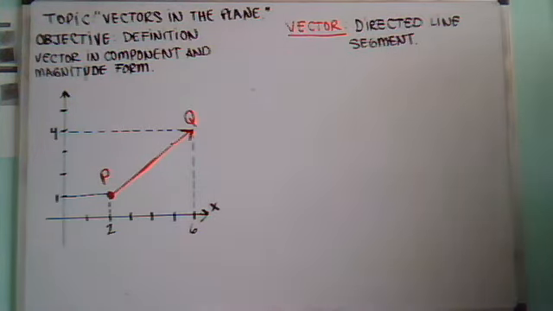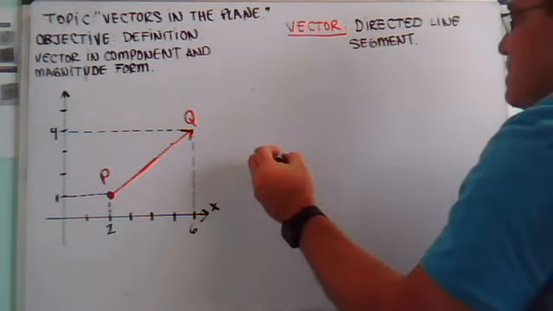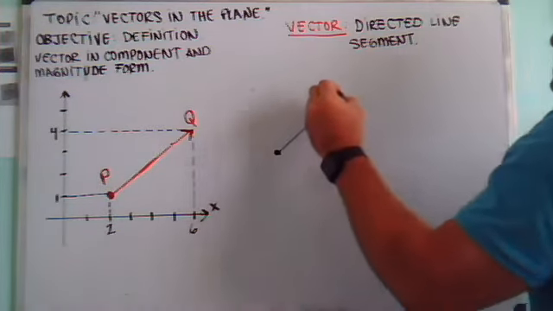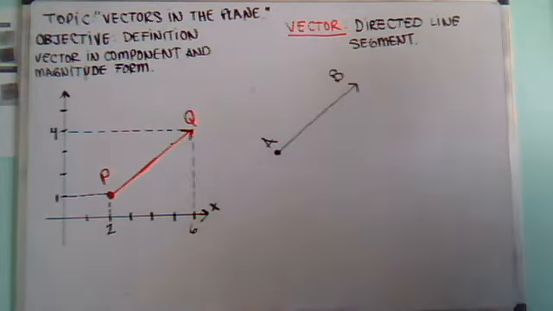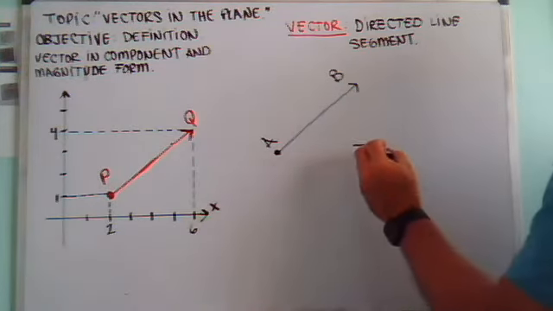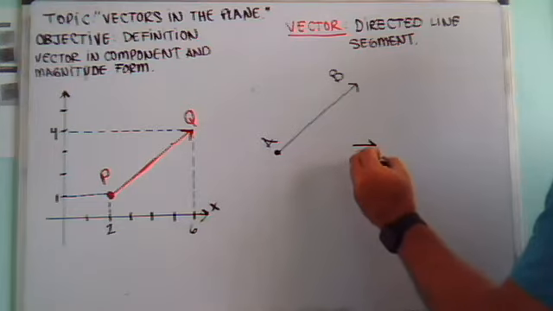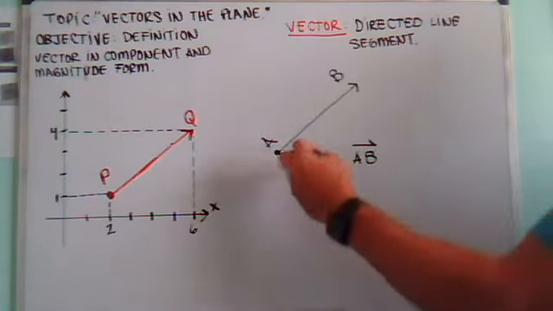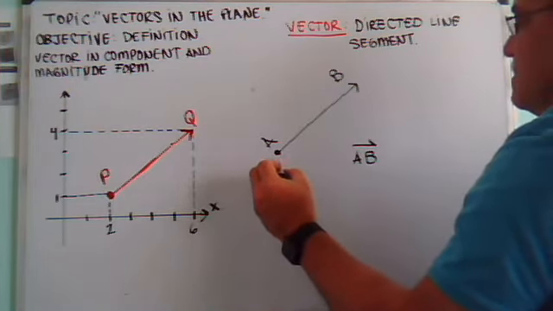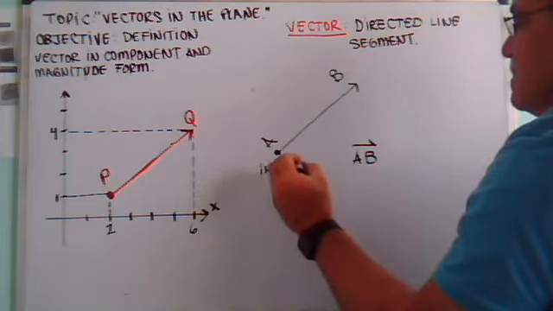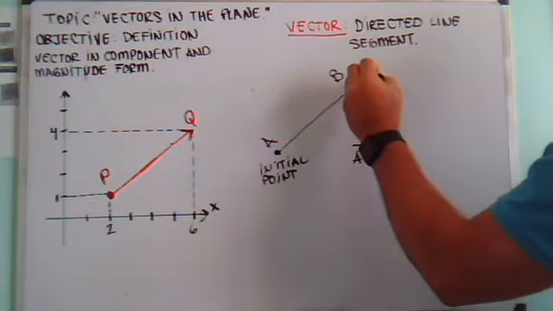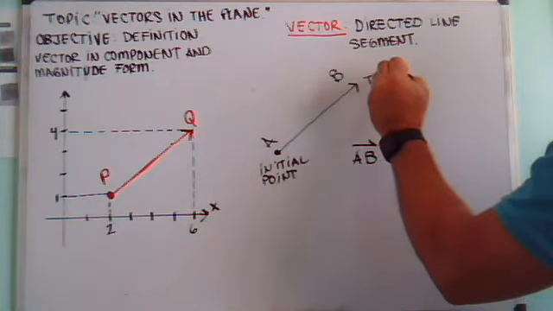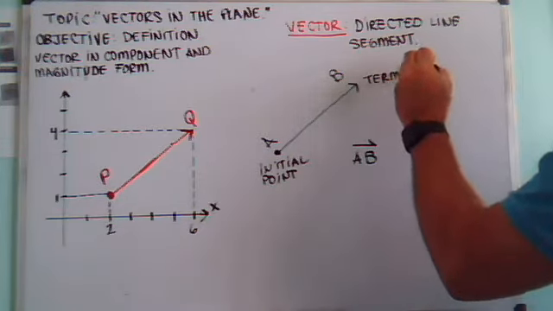For example, we can represent a vector and name that vector AB. A is going to be the initial point, and B is going to be the terminal point.